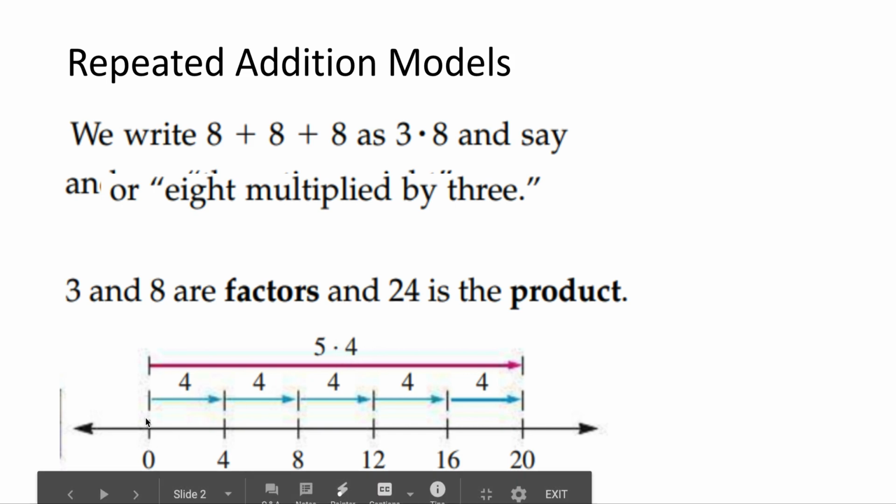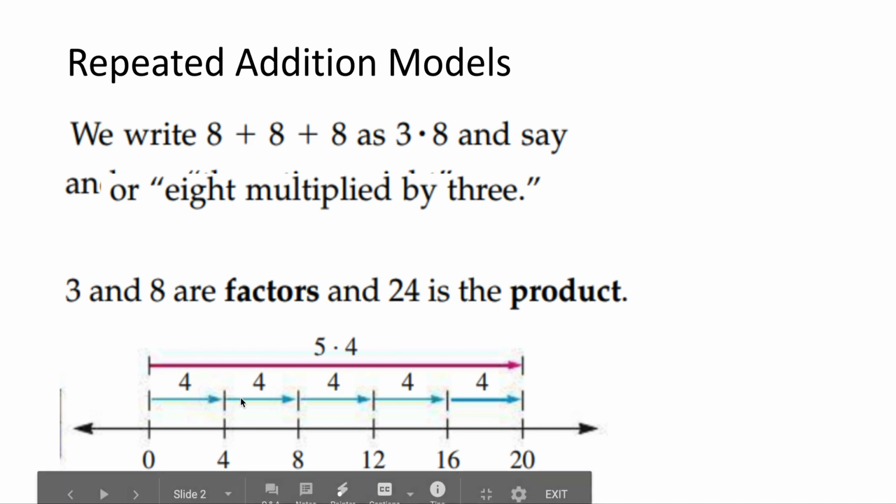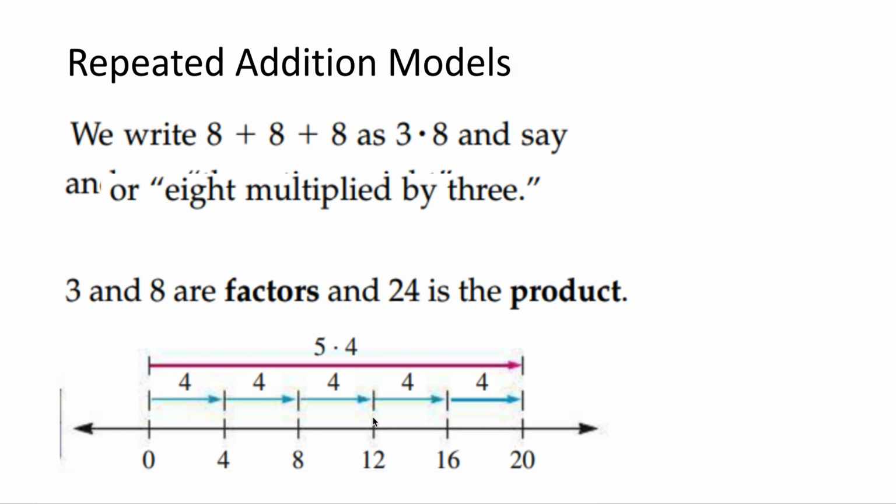So you can keep adding 4 each time, right? If you have only one 4, you can jump to 4 from 0. If you have another 4, you land on 8. So we can say that, oh, it's 2 times 4. If we have 3 of them, it's 3 times 4 because it's the same as 4 plus 4 plus 4.